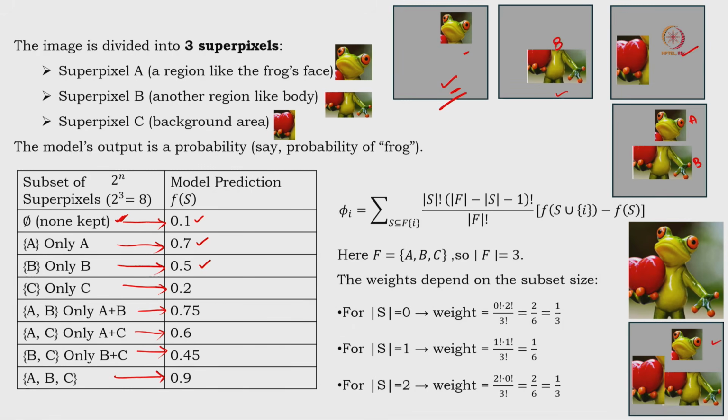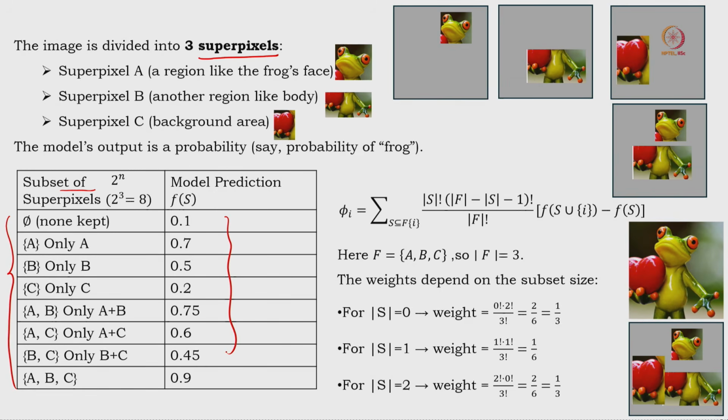When we keep only this portion, we don't even know what the remaining part is. So the model is not at all confident that it is a tree frog, and we will see a very low value. In a similar way, when you pass each of these perturbed instances to the CNN model, we get the model prediction. First, you divide the image into superpixels, then create all the possible subsets, pass each perturbed instance to the model, and obtain the model prediction.